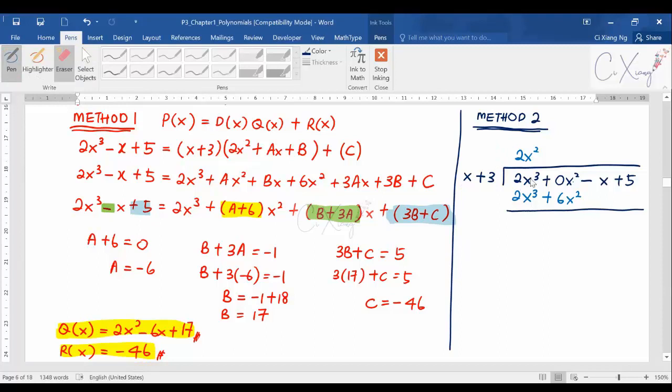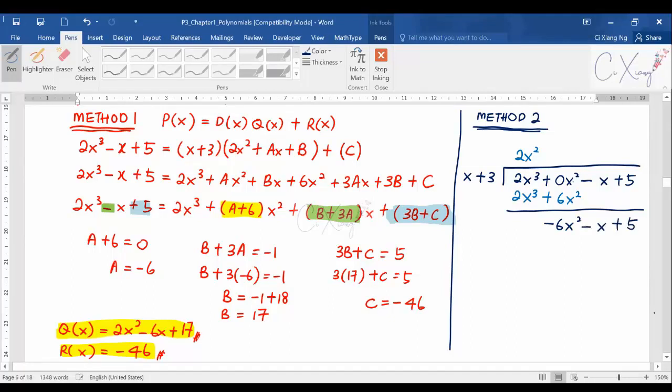So 2x power 3 minus 2x power 3, you get 0 here. 0 minus 6x squared, you have negative 6x squared. Then you pull down the rest of the terms, so negative x plus 5. You copy down all the numbers, right? Then what should you do next? Maybe you just bring down the next term first.